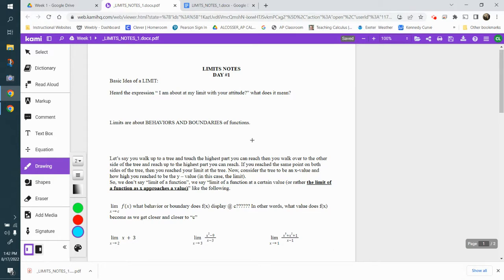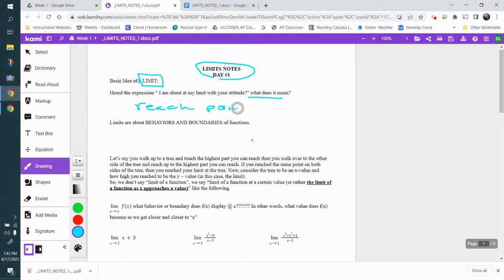So we are getting into our first main calculus concept, and that's going to be limits. The idea is this: we're going to base everything off a term called a limit. A limit is kind of like a boundary or a behavior. I don't know if you've ever heard the expression from your parents, "I am about at my limit with your attitude." What does that mean? It means that it's going to reach a point.